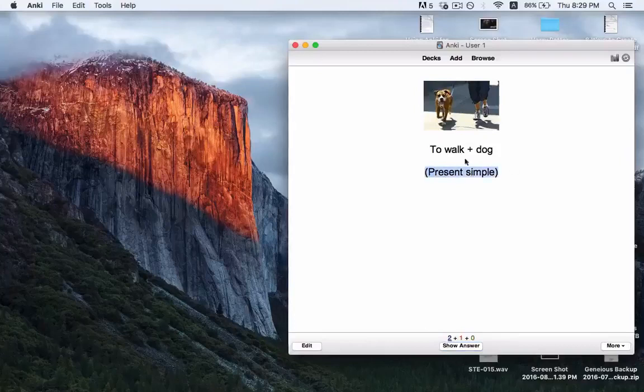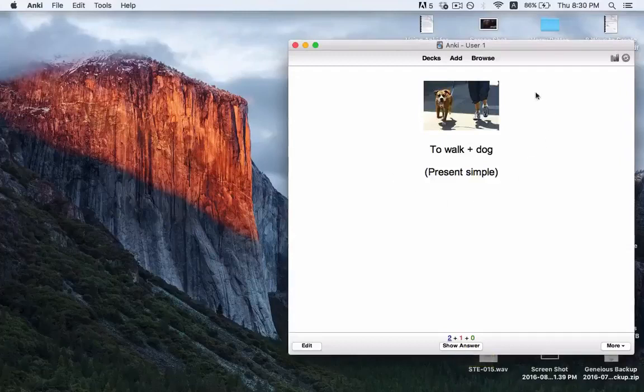Okay, to walk plus dog. And we'll say the verb tense is present simple. So in this instance, I want myself to use the verb to walk, and I want to conjugate it in the present simple, and I want it to be walking the dog. So this is just an exercise I've set myself. Use this verb, use this noun, use this tense, and come up with a sentence. So, I walk my dog. We'll say that's the sentence, or it could be you walk your dog. You walk our dog, I walk the dog, I can see him walk his dog, whatever.